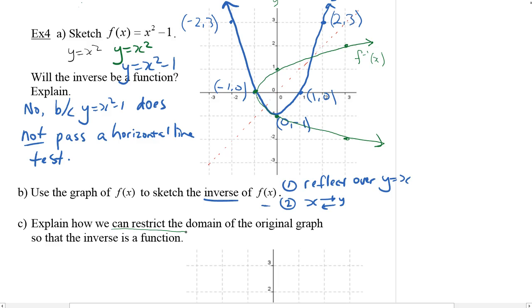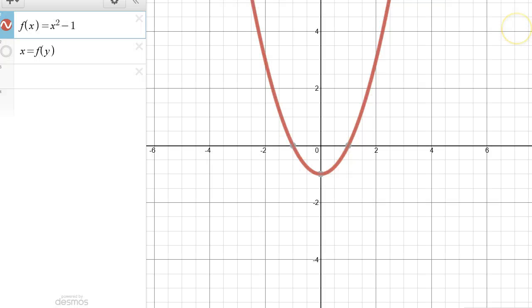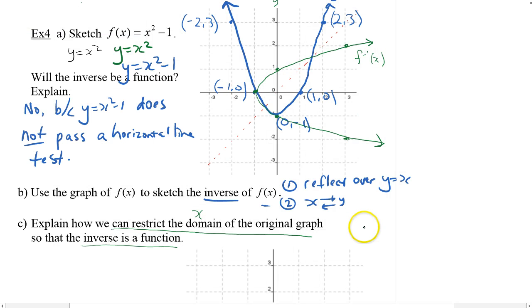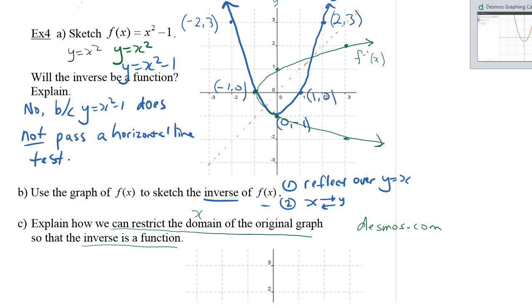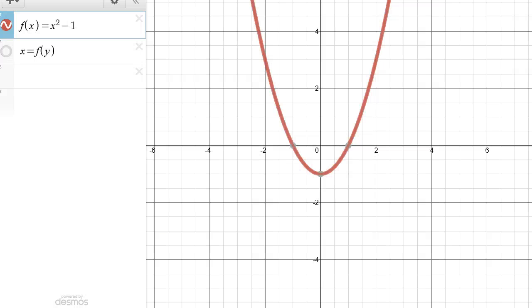Explain how we can restrict the domain of the original graph so that the inverse is a function. So right now it's not a function because it does not pass the vertical line test. So how could we restrict the domain, where the domain is all the x values? Well, I'm going to pop over to my favorite software here for graphing. This is called Desmos.com, and I'll just write it out here. Desmos, if we haven't done this as a class yet, .com, and it's really nice for typing stuff in and seeing how it works. So here I've typed in f of x is equal to x squared minus 1.